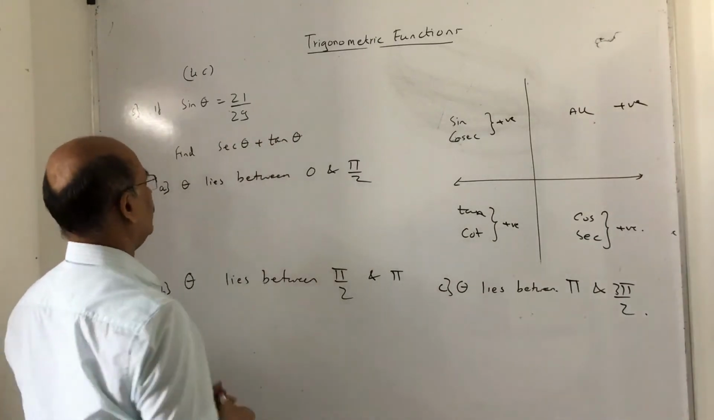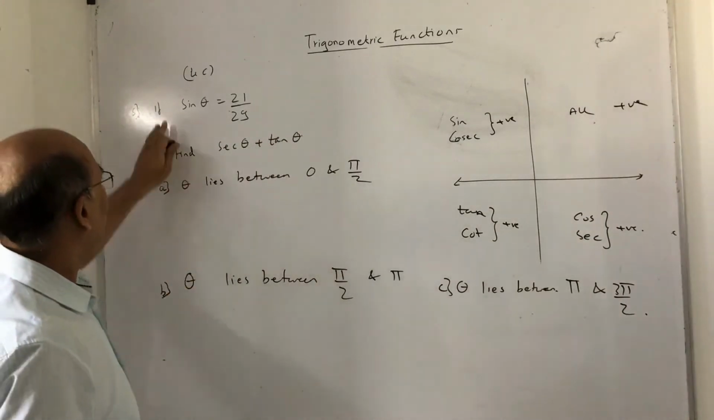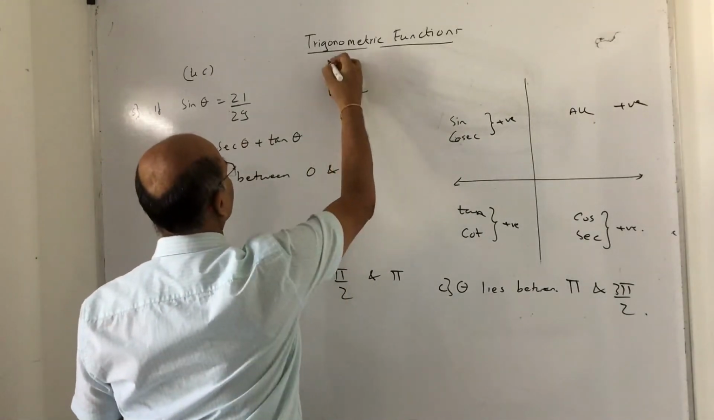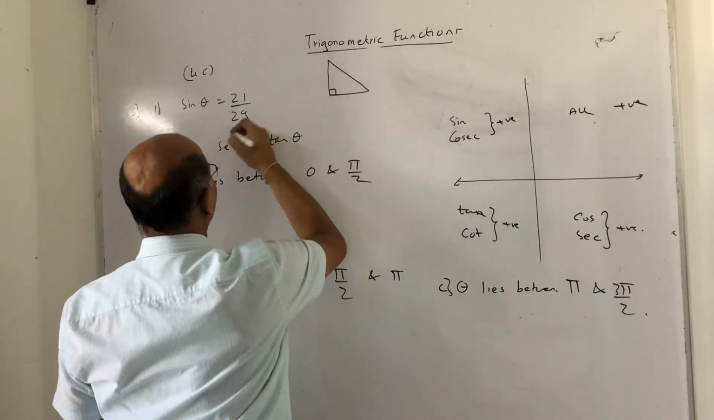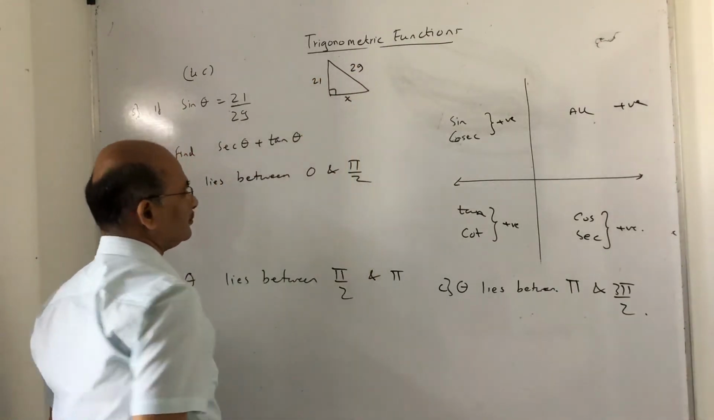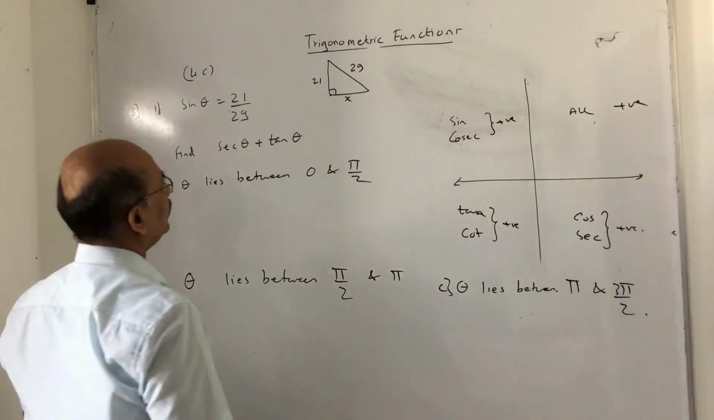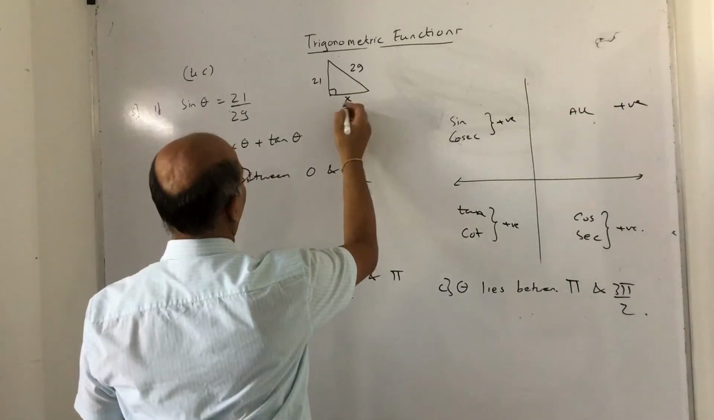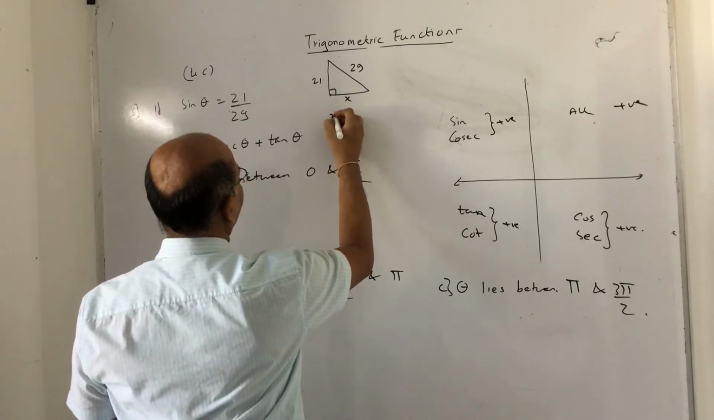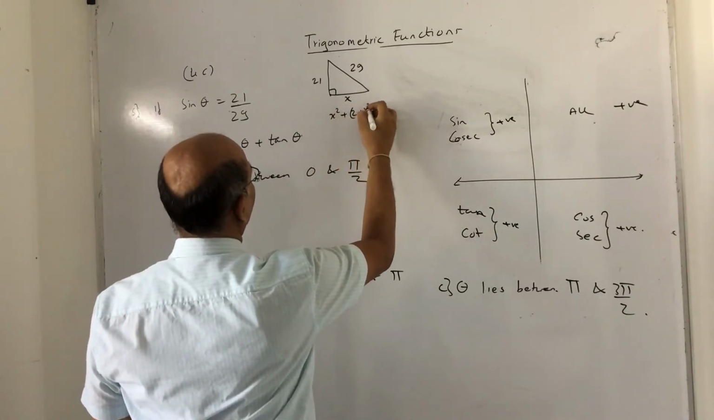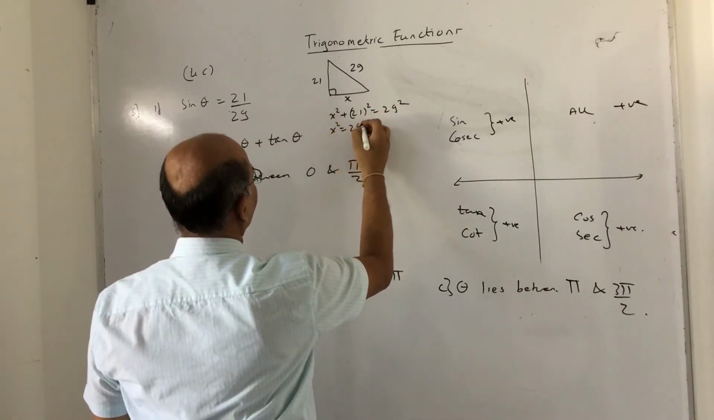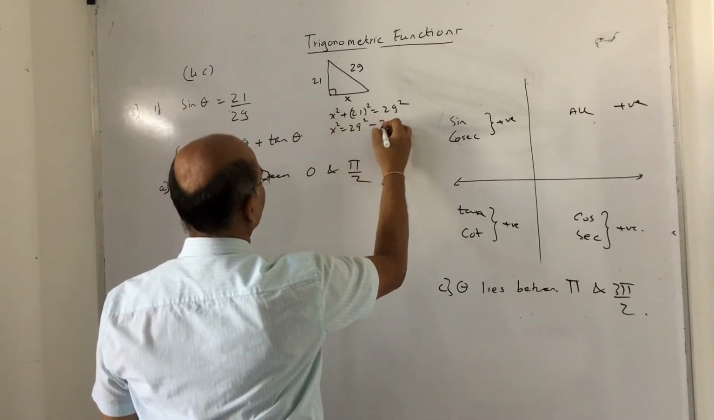Let us talk about the first question, but before that, I told you a conditional sum is given to you. Draw a right angle triangle. Remember, this is 29, this is 21, and you can put this as x. You can find the value on your own. So basically, how I go about it: x square plus 21 square is equal to 29 square, so x square is equal to 29 square minus 21 square.